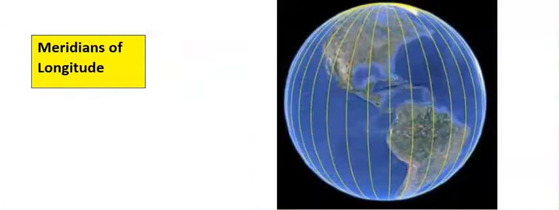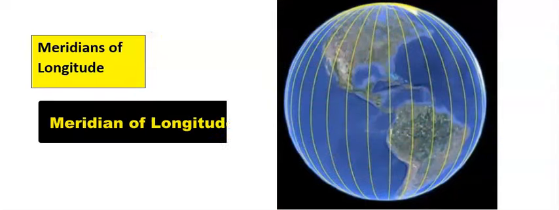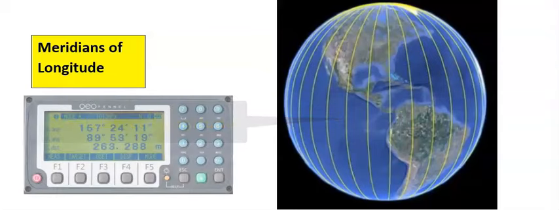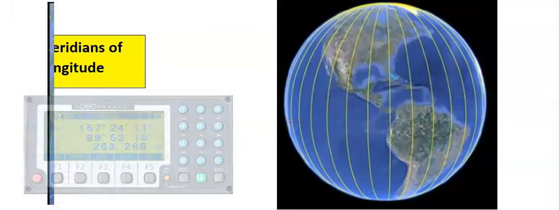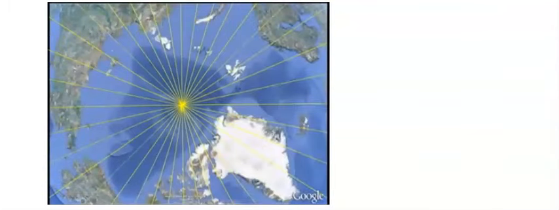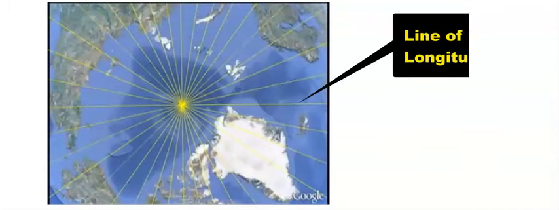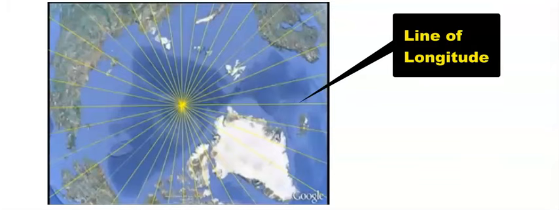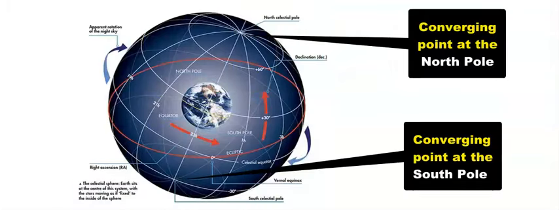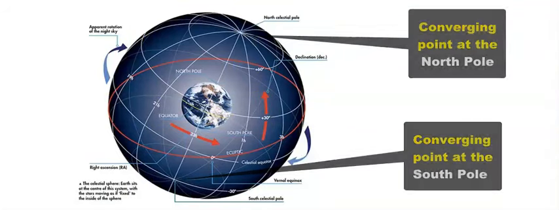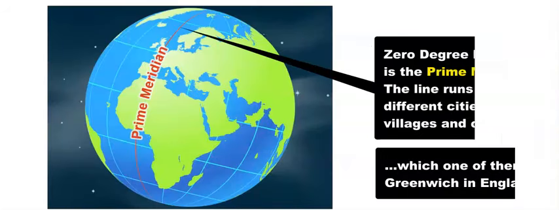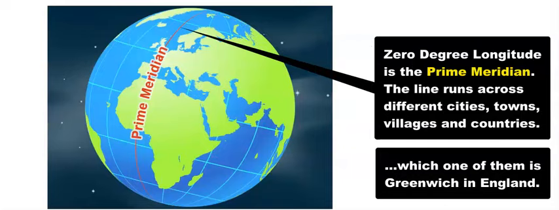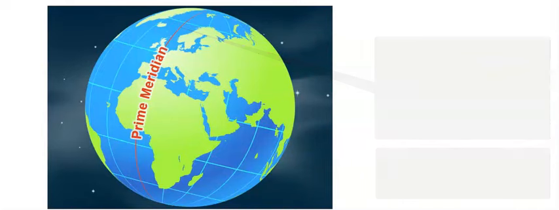The lines that run north to south are called meridians of longitude, measured in degrees, minutes, and seconds. Unlike latitude, lines of longitude are not equidistant from each other. Meridians intersect at the north and south poles. 0 degree longitude is called the prime meridian.